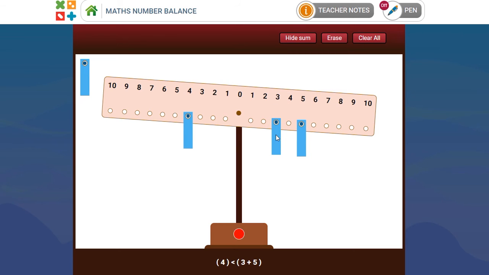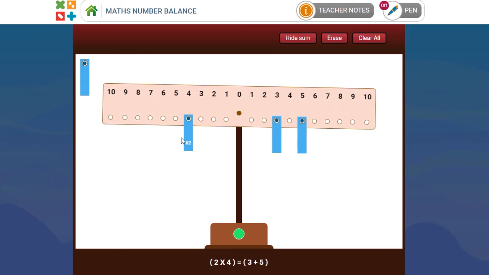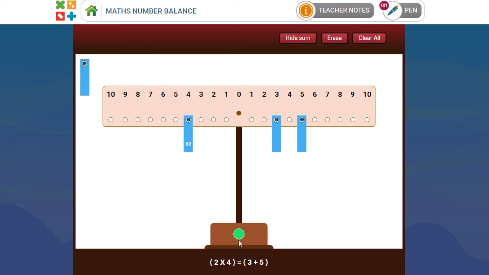5 and 3 is 8, and we have 4 here. So what else do we need to add to 4 to make 8? So we need another 4. So we need 2 4s, or 4 plus 4. And again, we have the green light, which shows that it is in balance.